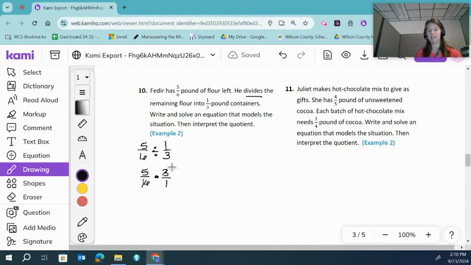Again, I can go ahead and simplify. 3 goes into 3 once, 3 goes into 6 twice. 5 times 1 is 5. 2 times 1 is 2. So I get 5/2, or I would get 2 1/2 because 2 goes into 5 2 times with 1 remaining and my denominator stays the same. So this would mean that we would use 2 1/2 containers for his flour. Then you can try that one on your own.